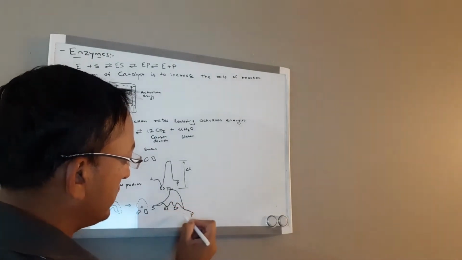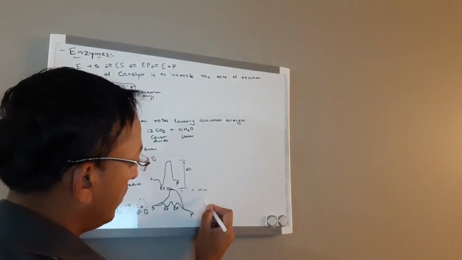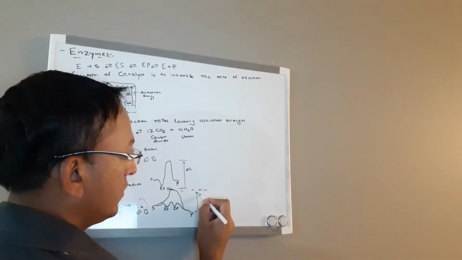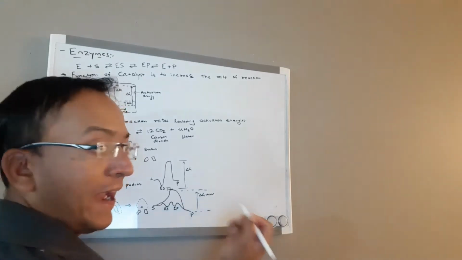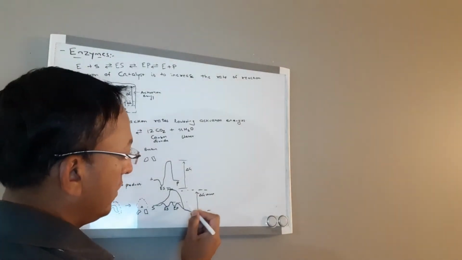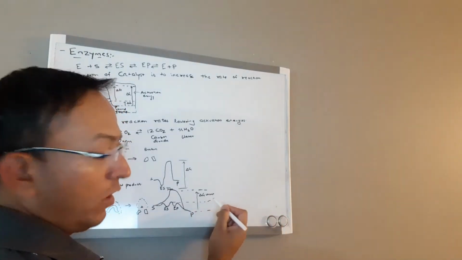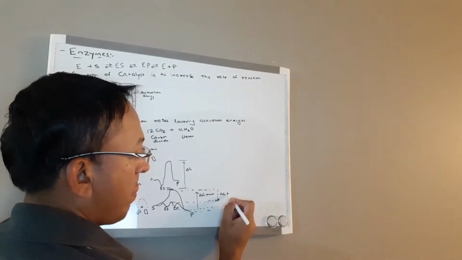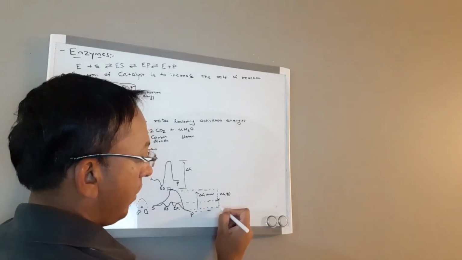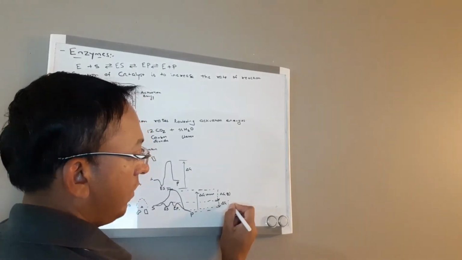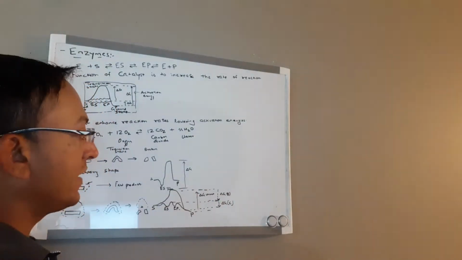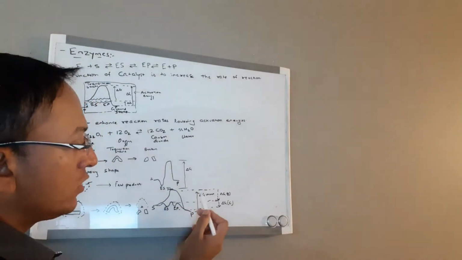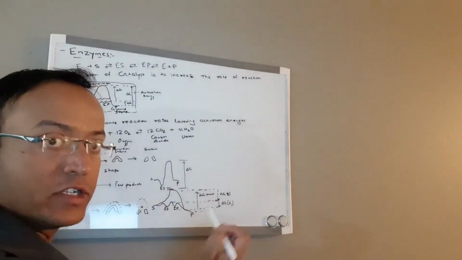If the reaction is uncatalyzed, we can put "uncat" for the uncatalyzed reaction, and for our free energy, G. So if the reaction is uncatalyzed, for example, this is the uncatalyzed reaction from substrate to the final product. It requires this much amount of energy.